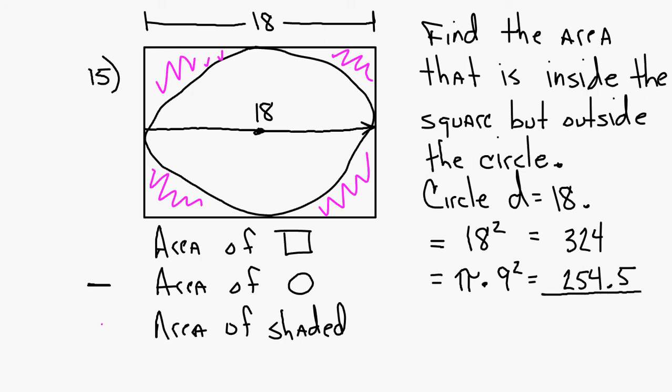So the difference in those two areas, the area of the square minus the area of the circle, that's going to be 324 minus 254.5. 69.5. So here's your area of shaded. Sorry, it's already right there. See it?